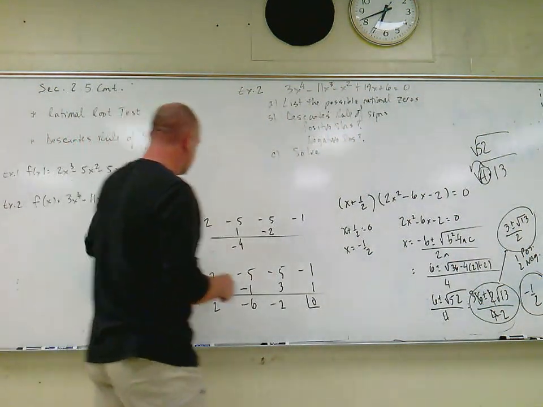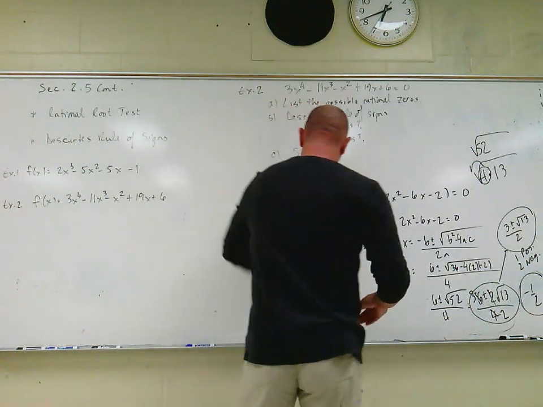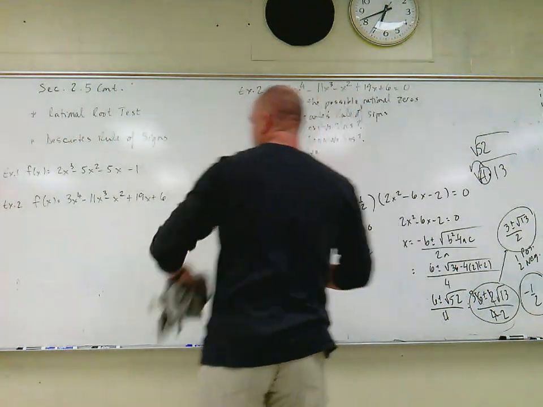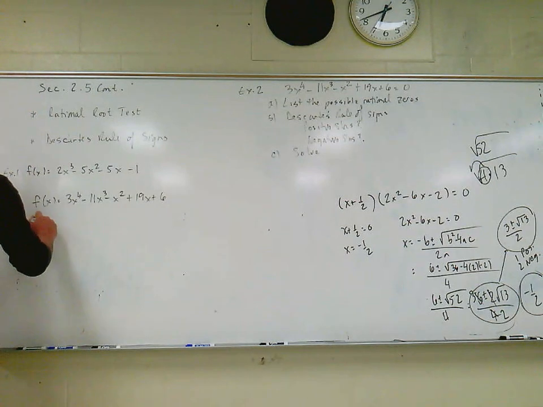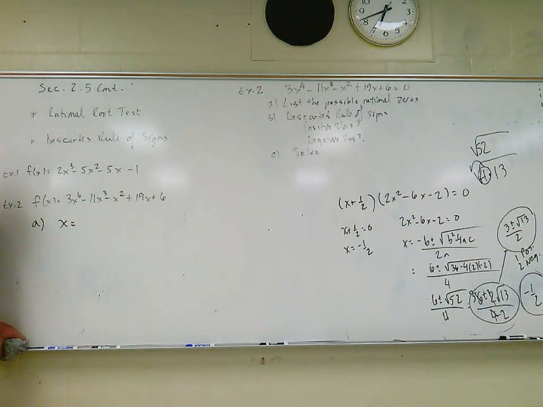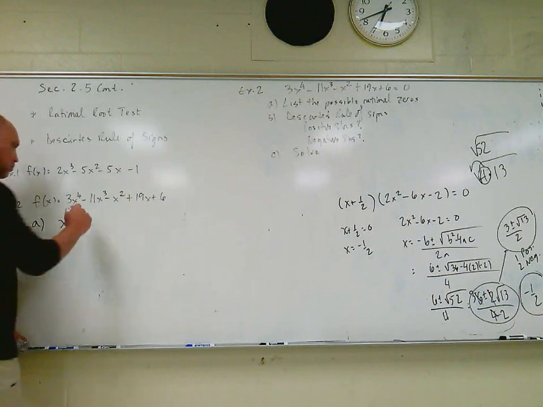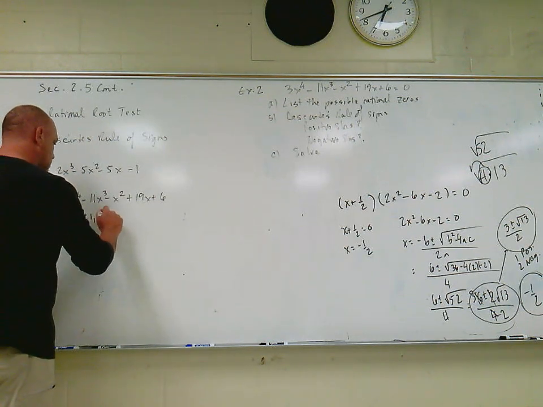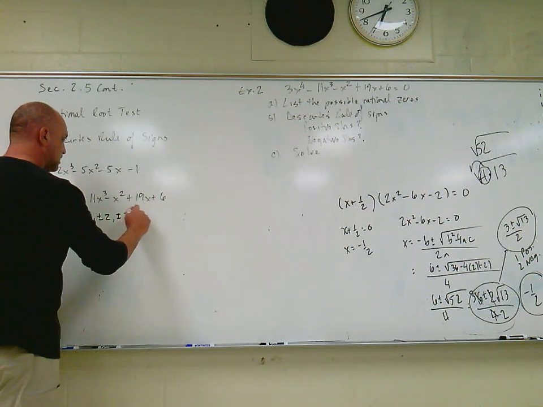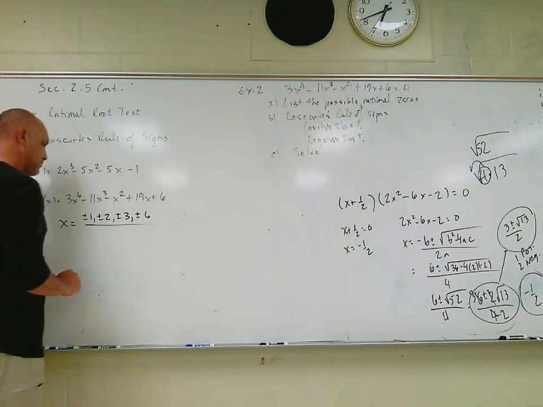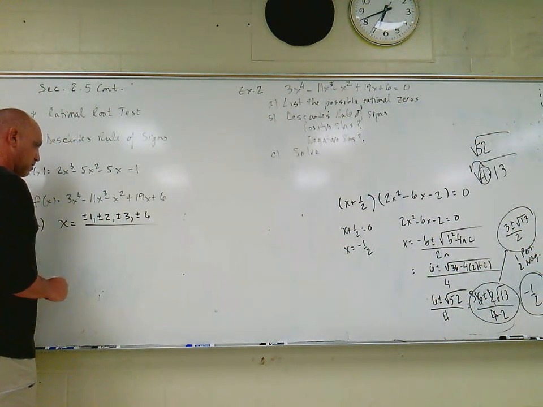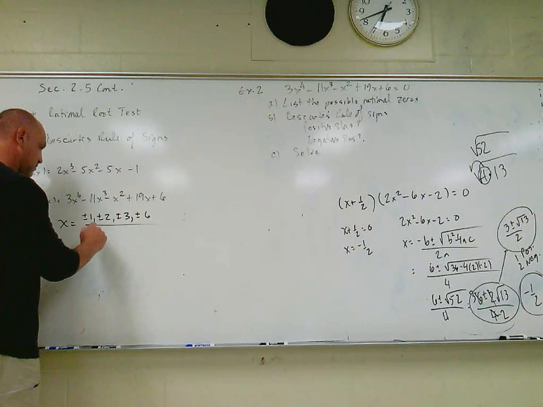All right. Part A. First, you list the factors of what? Yeah, in this case, D is what? 6. So what are the factors of 6? 1, 2, 3, and 6 over the factors of what? A, which is what? What are the factors of 3?